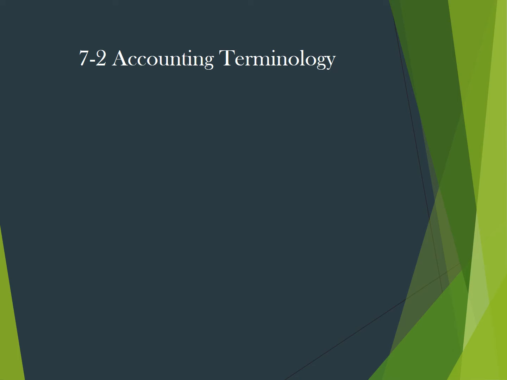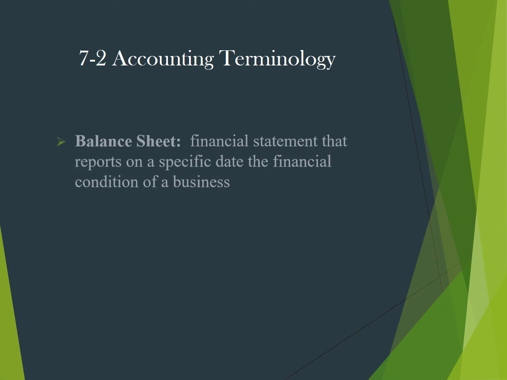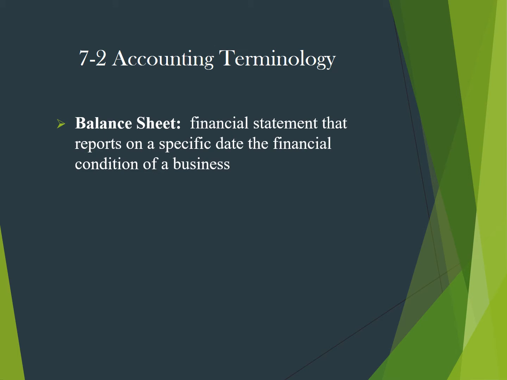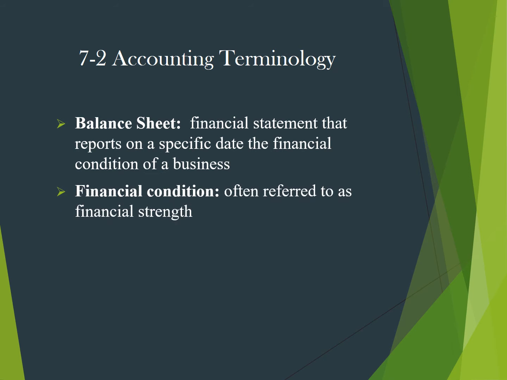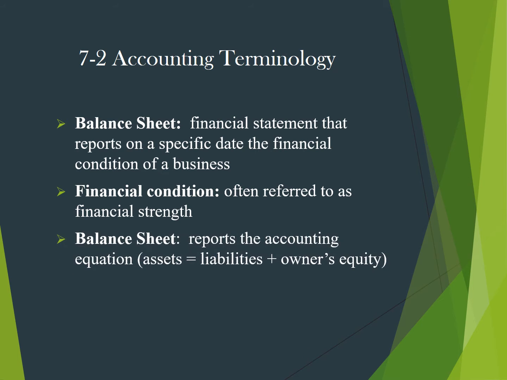Welcome to 7-2, Accounting Terminology. The balance sheet is a financial statement that reports on a specific date the financial condition of a business. Financial condition is often referred to also as financial strength. The balance sheet reports the accounting equation, assets equal liabilities plus owner's equity.